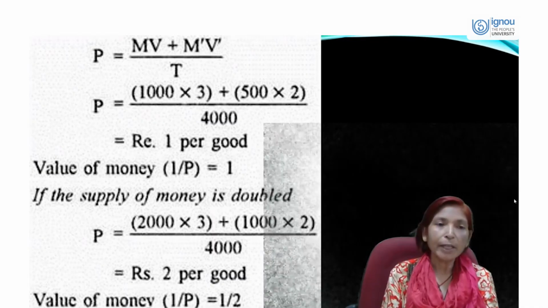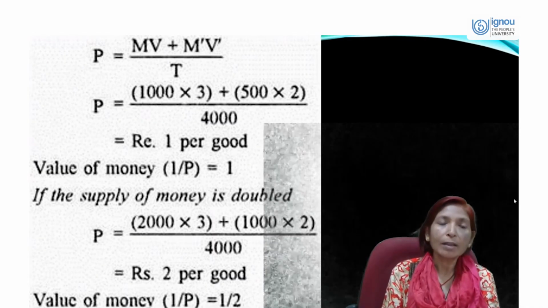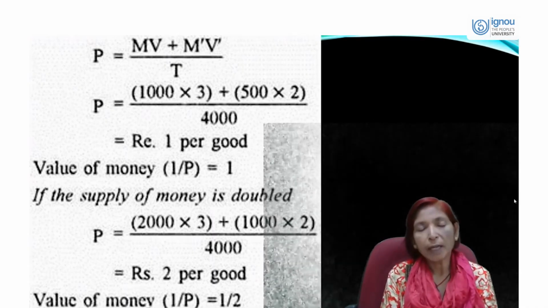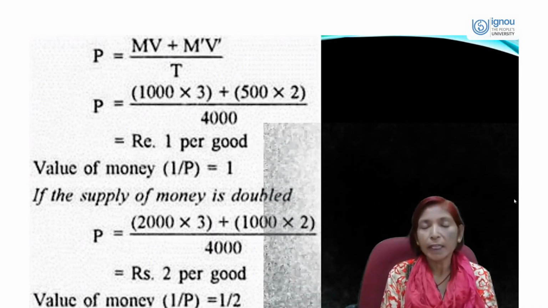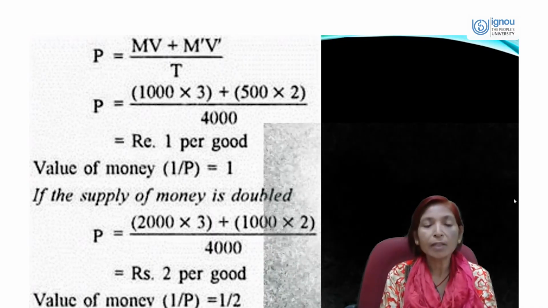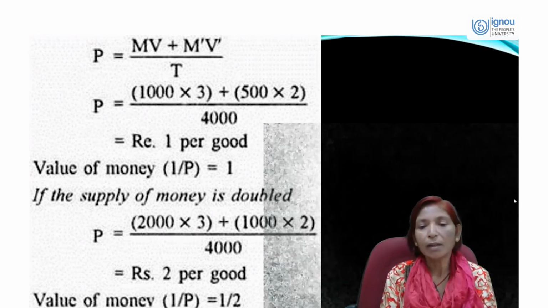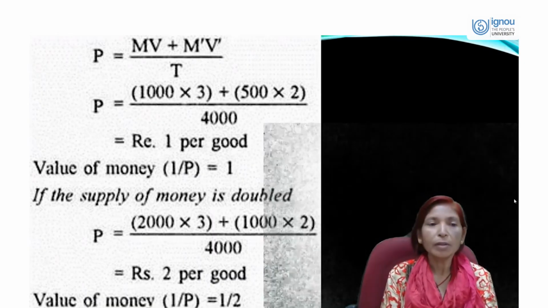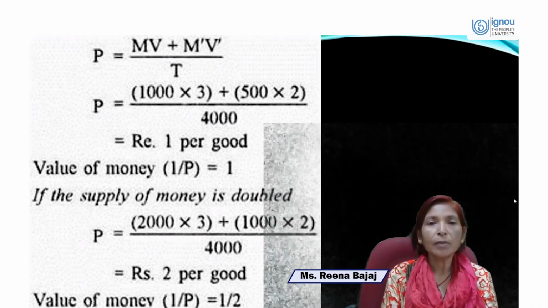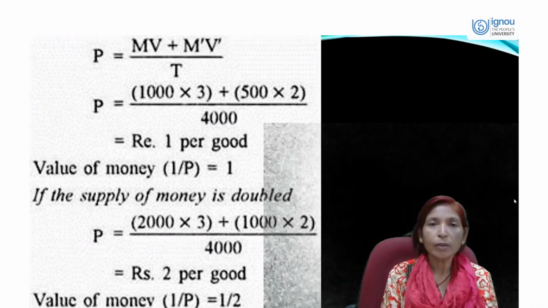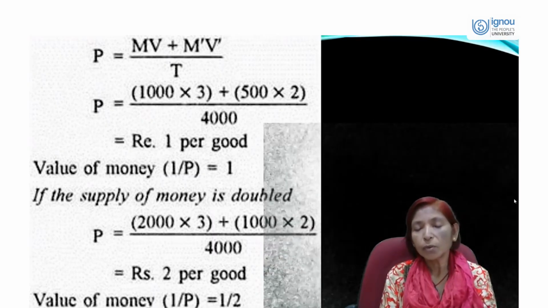And if the supply of money is doubled, for example from 1000 to 2000, then instead of 1000 we take 2000 into 3, plus 500, which also doubles to 1000, into 2, upon transactions, with demand for money remaining constant. Then what will be the value of price? 2000 into 3 is 6000, plus 1000 into 2, which is 2000.